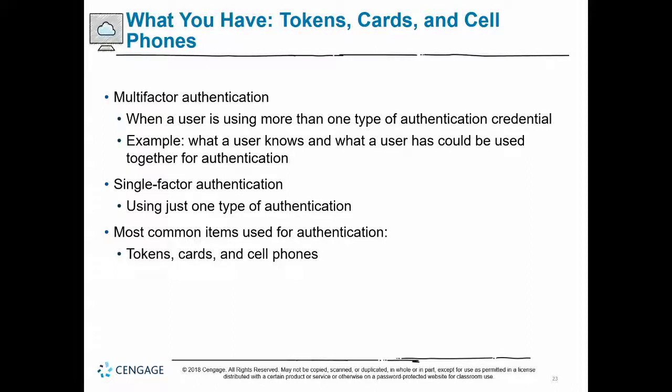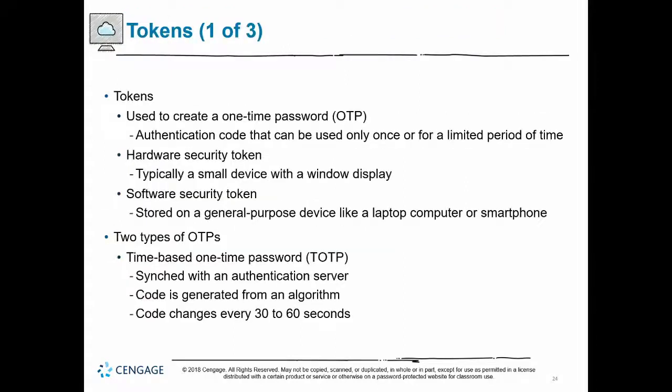Using multi-factor authentication is really good against spoofing, people being fraudulent and trying to act as someone else, because passwords are so easily gathered and utilized for nefarious purposes. Single factor is just using one type of authentication method. Most common items used for authentication are tokens, cards, and cell phones. Tokens usually provide a one-time password, and then it rotates every 30 seconds or so.